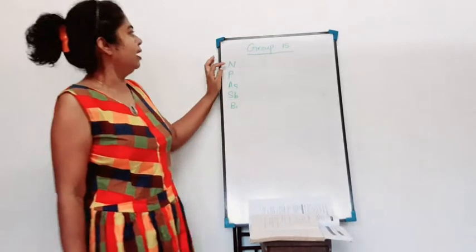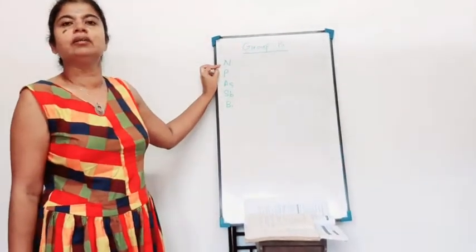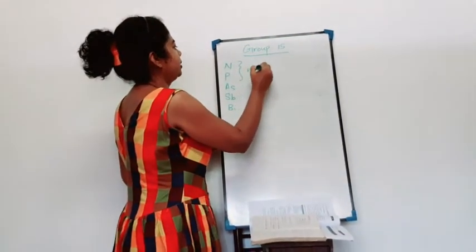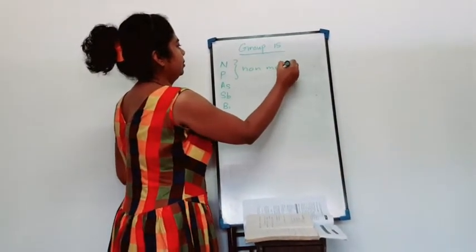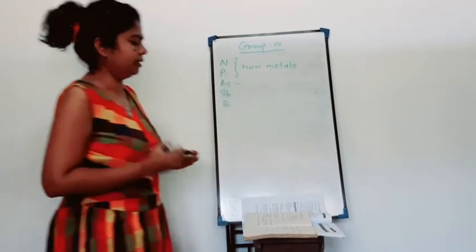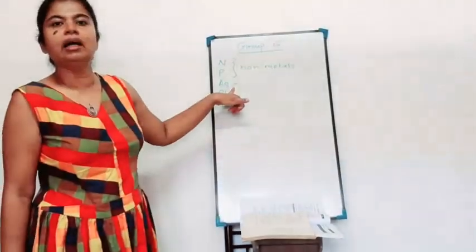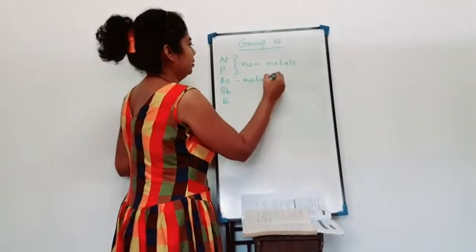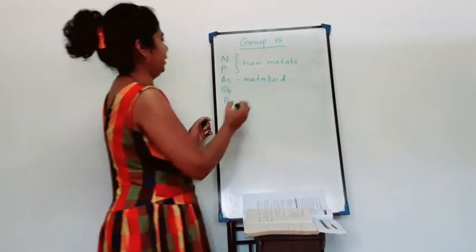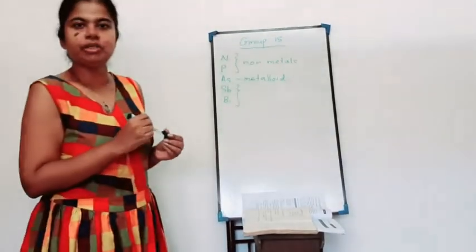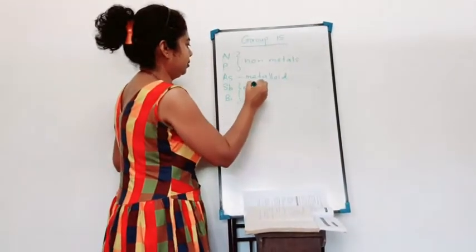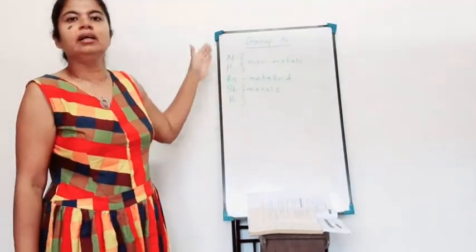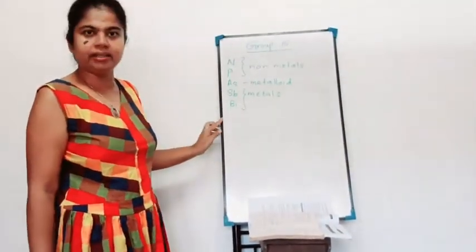What is it? Nitrogen and phosphorus both are non-metals. These two are non-metals. Then arsenic is a metalloid. Then antimony and bismuth are metals. By looking at this, you can see down the group, the metallic character increases.